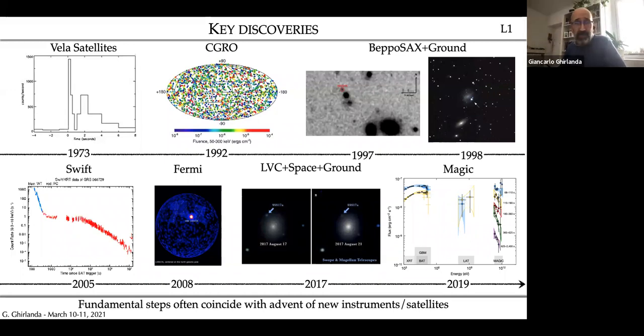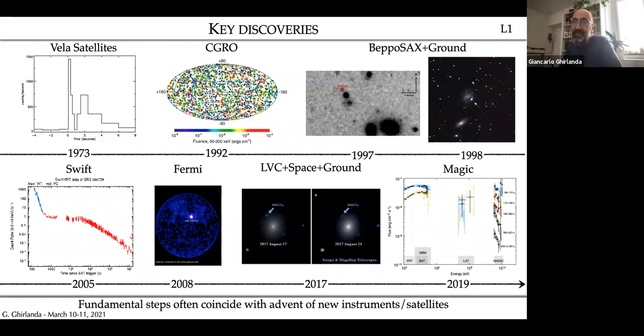We then go to 2005, when the Swift satellite started to unveil what happens at the very beginning of the gamma ray burst, let's say in the transition phase between the prompt and the afterglow, highlighting several different properties. And of course, due to its agility, it was able to collect a lot of redshifts and therefore allow cosmological population studies.